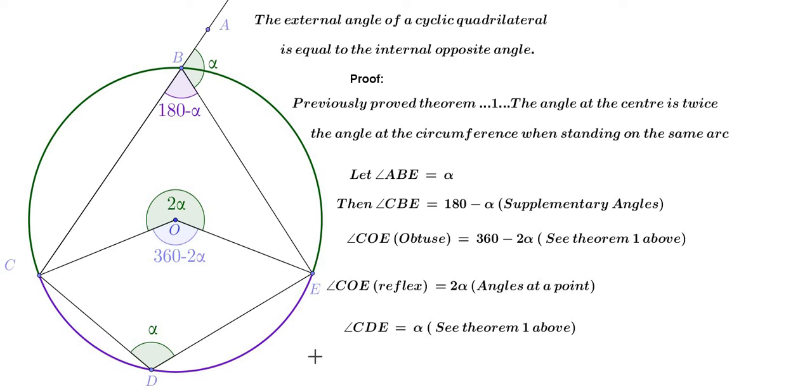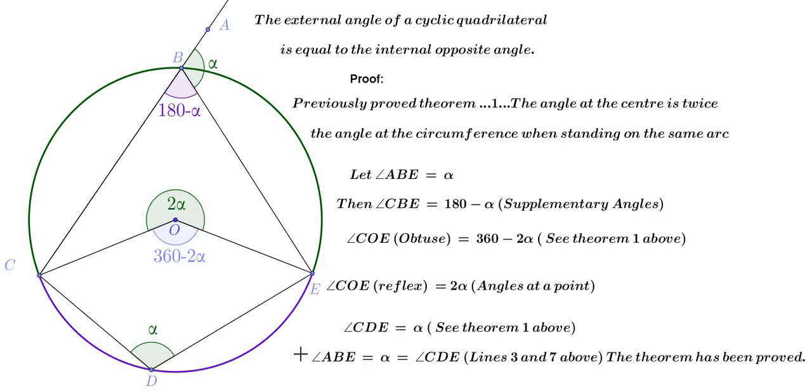Now I'm just about finished. If you look up here, you'll see that ABE is alpha, that's there. And this angle here, CDE, is also equal to alpha. So these two angles, ABE and CDE, must be equal. So put that in. The theorem above has been proved, namely that the external angle in a cyclic quadrilateral is equal to the internal opposite angle, the one furthest away. Those two angles are equal.